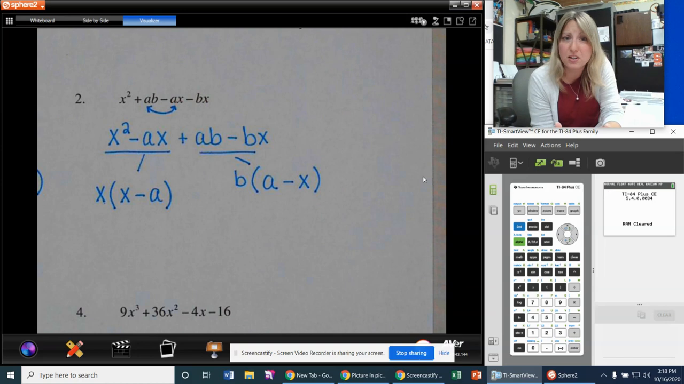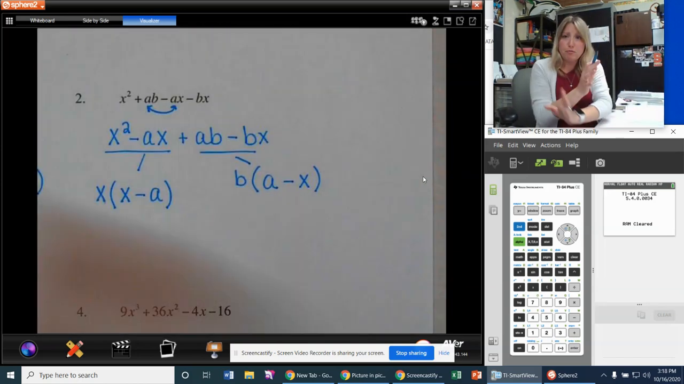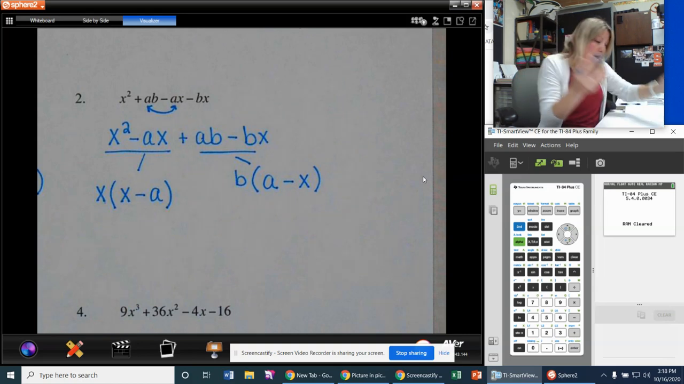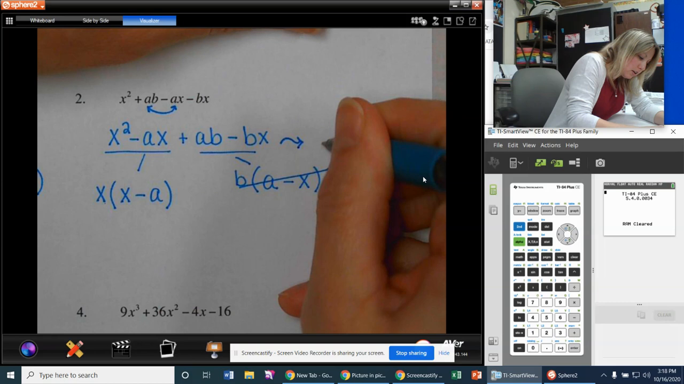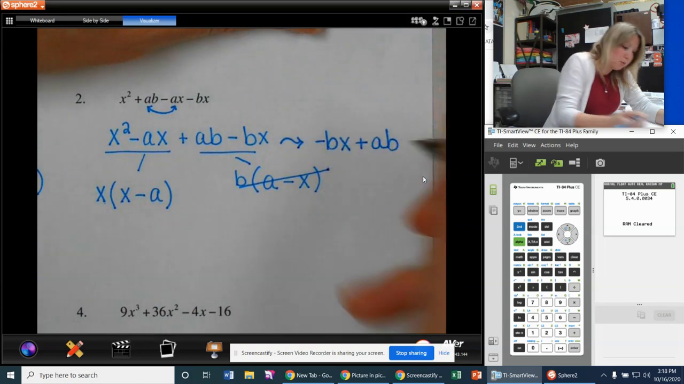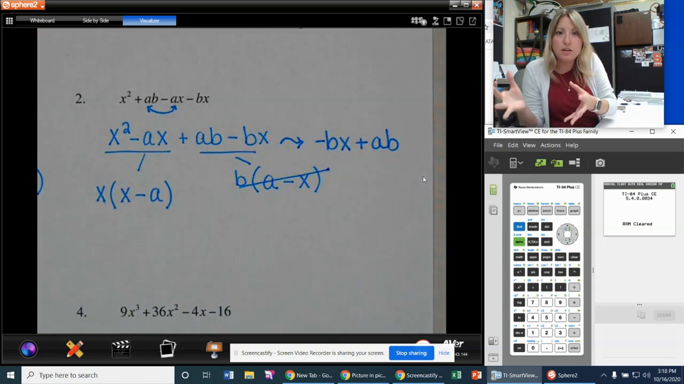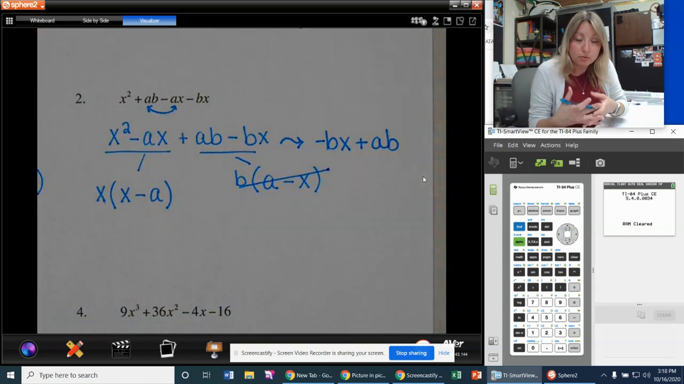What would make the difference here? If x were positive and a were negative and they were flip-flopped, we'd be good. So actually, why don't we flip-flop this? Negative bx plus ab. The commutative property, let's write it in that order, and then let's get that out correctly.